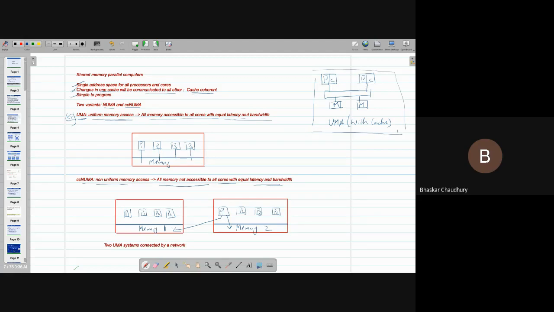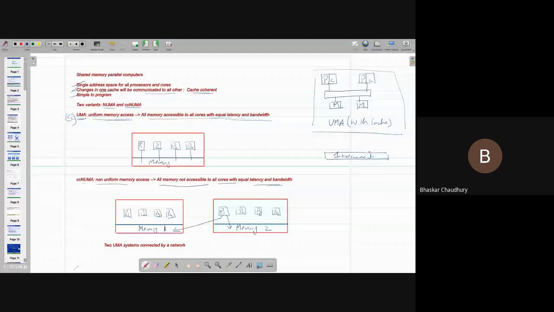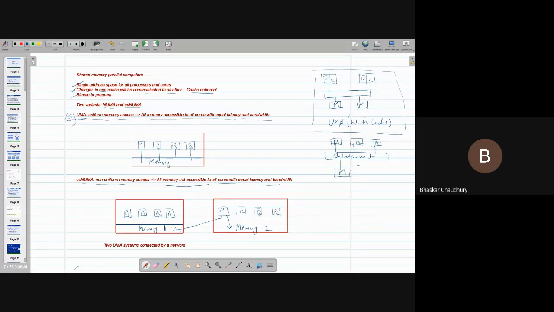Now if I have to draw a similar kind of thing, let's say I put an interconnect here, and let's say this is P1, P2, P3, and I put M1, M2, M3. So what is this? Is it uniform memory access or non-uniform memory access? I'm just writing M1, M2, M3. I'm just classifying them as M1, M2, M3.